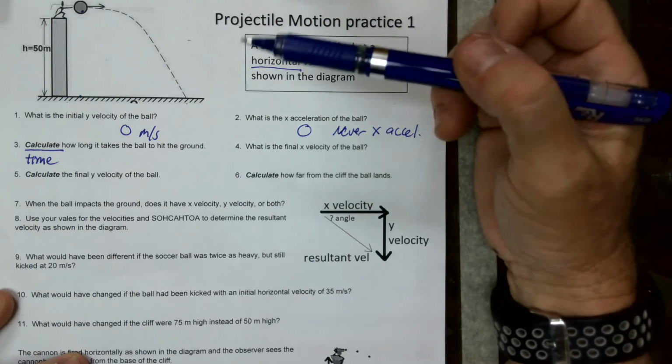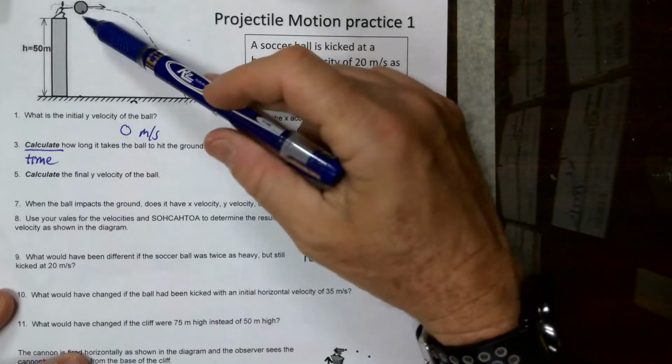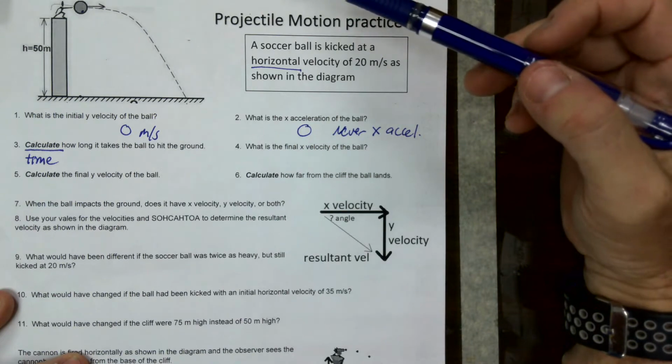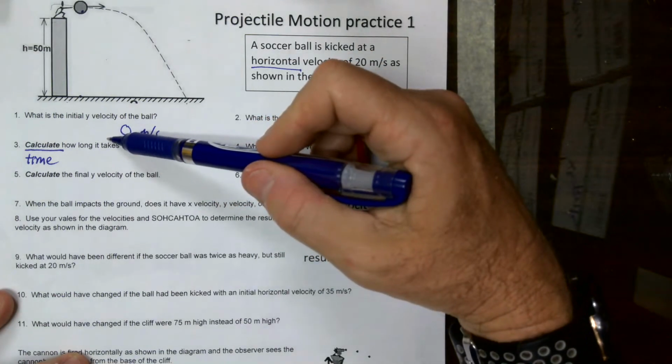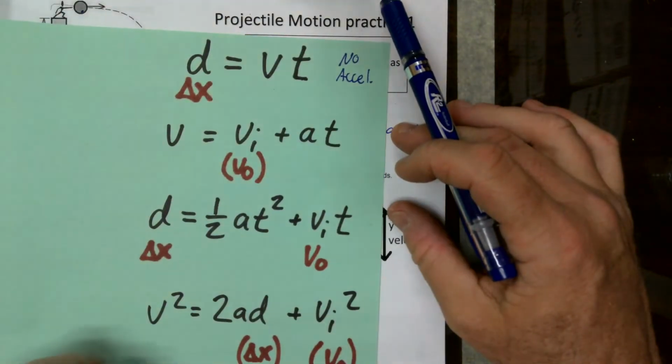This ball is in free fall. It's being accelerated from here to the ground by gravity. Otherwise, it would just keep on going in a straight line. So I need a formula that has something to do with time, but also accounts for that acceleration. Okay, let's take a look here.